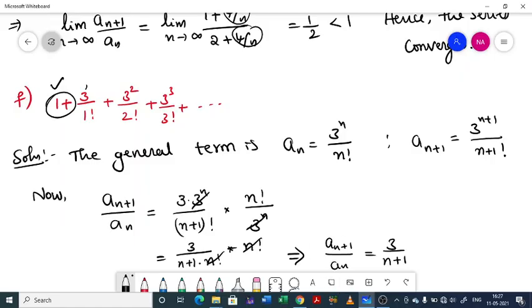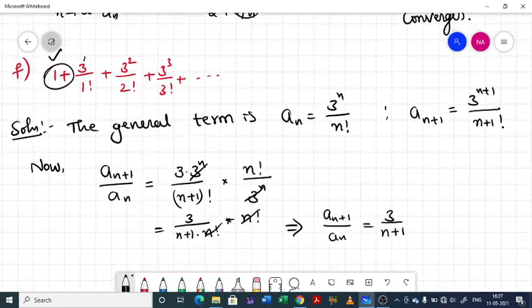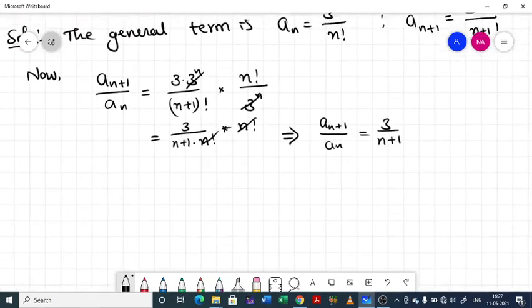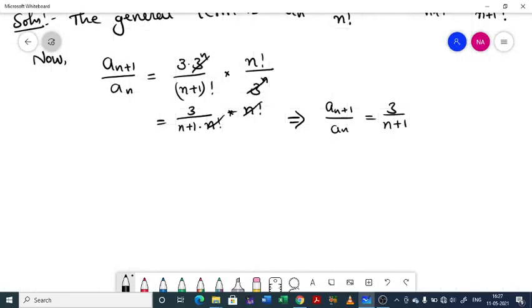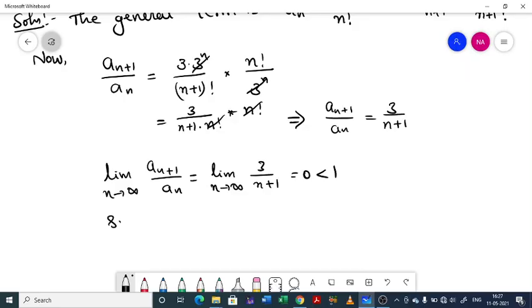Taking limit as n tends to infinity, a_{n+1} divided by a_n equal to limit as n tends to infinity of 3 by n plus 1, which is 0, less than 1. So the series converges.